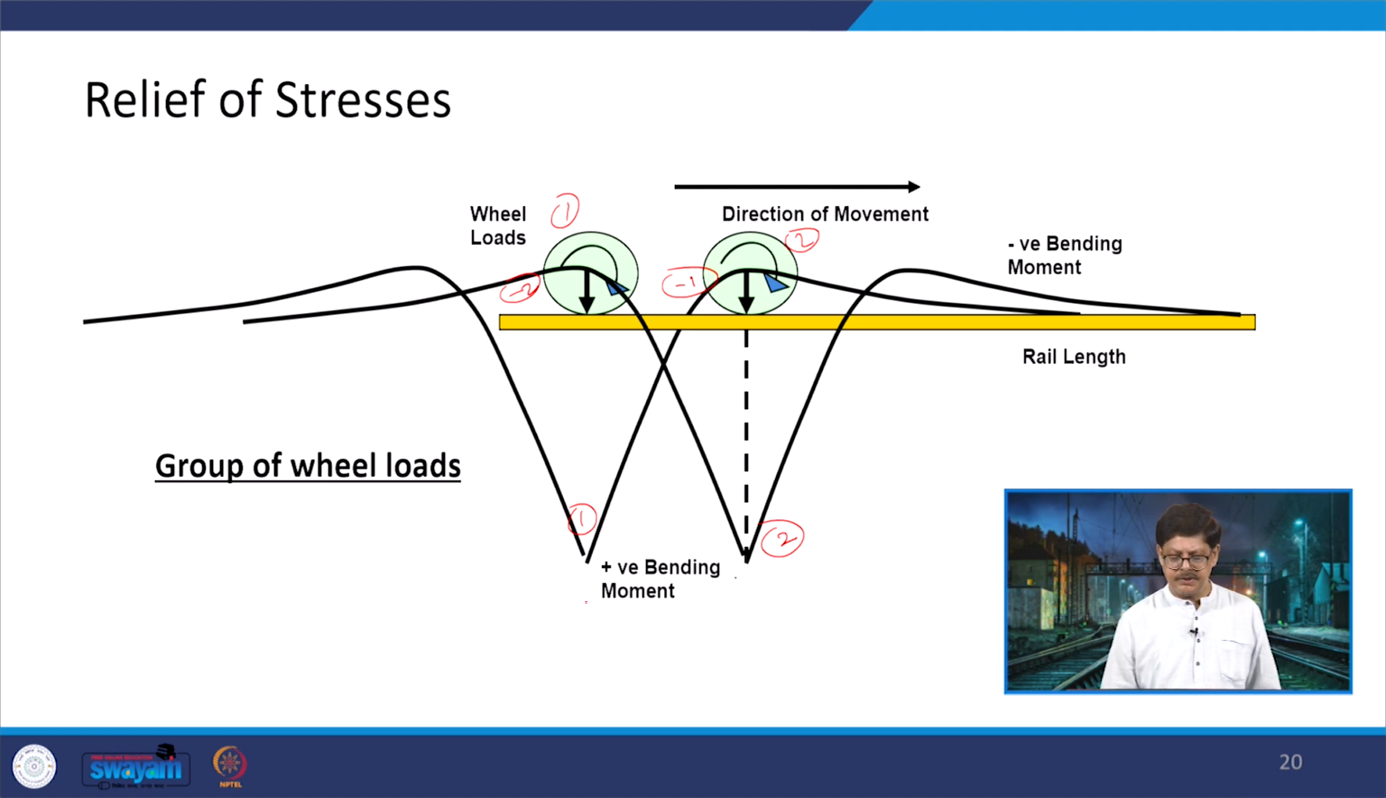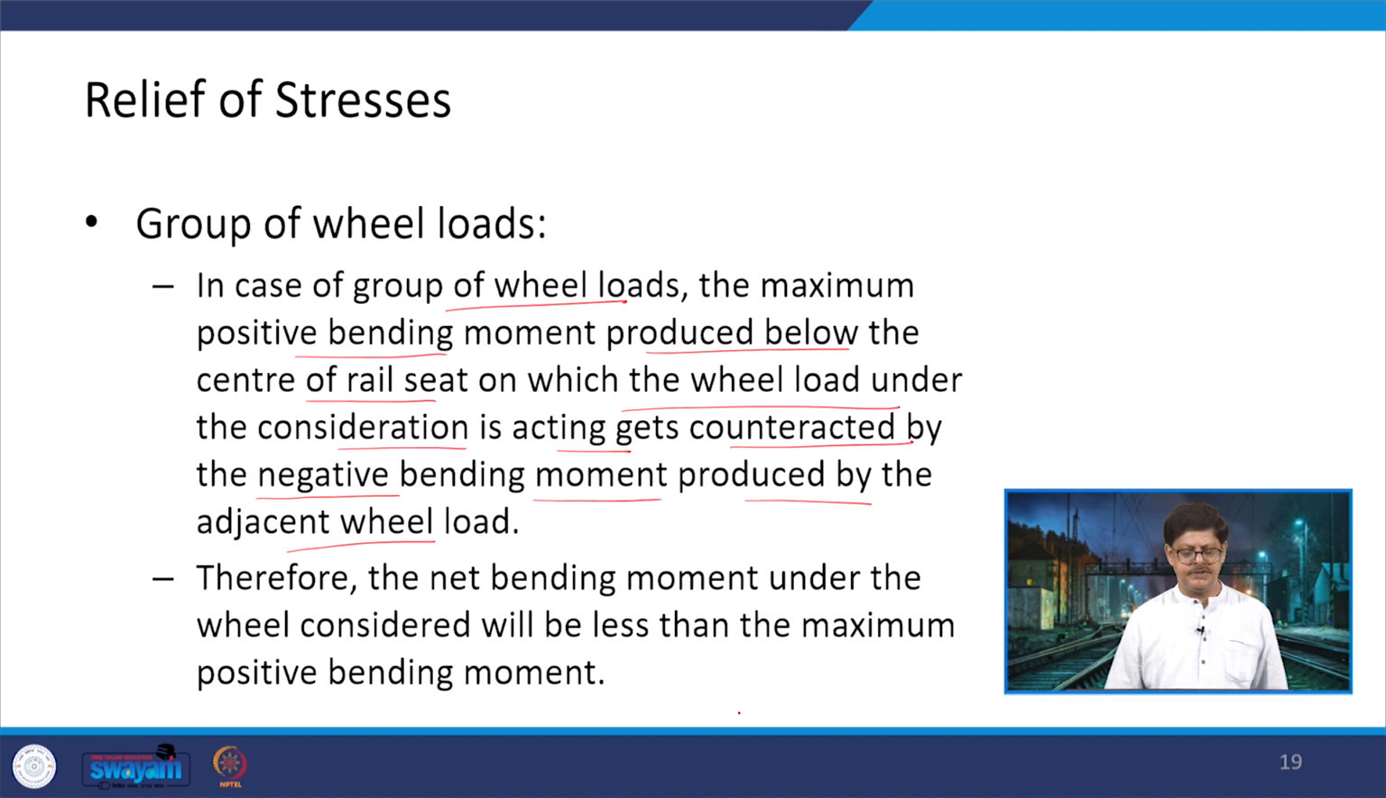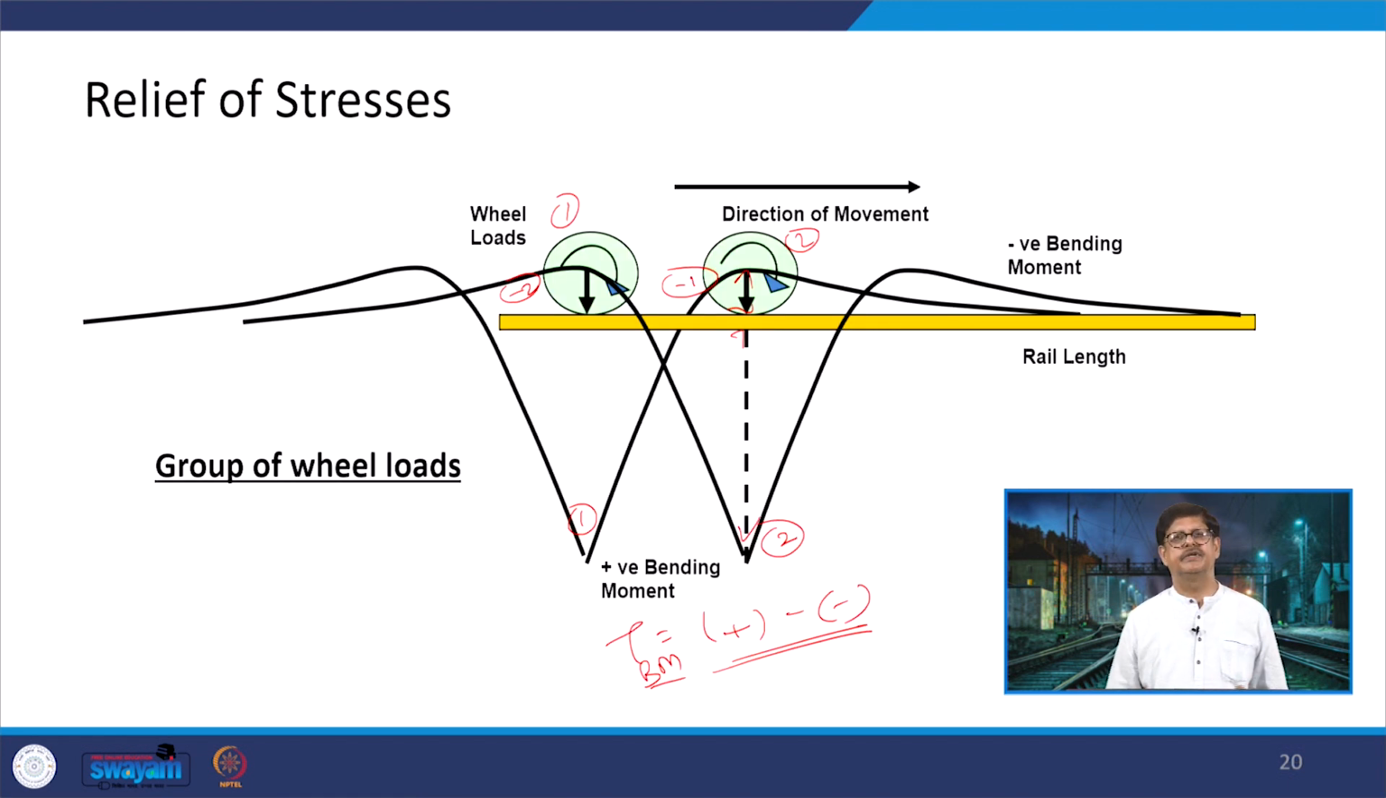So, what you can see is that there is some positive value which is coming up to here, that is the ordinate, but in the case of a previous wheel there is a negative bending moment which has acted here, and therefore the overall total bending moment at this point is positive minus negative. So, this is the total bending moment which will happen. The value has reduced here, and because this value has reduced, that is the relief of stress which will be there. So, what it says is that the net bending moment under the wheel considered will be less than the maximum positive bending moment, and that is how there is some relief in the overall structure of this system.